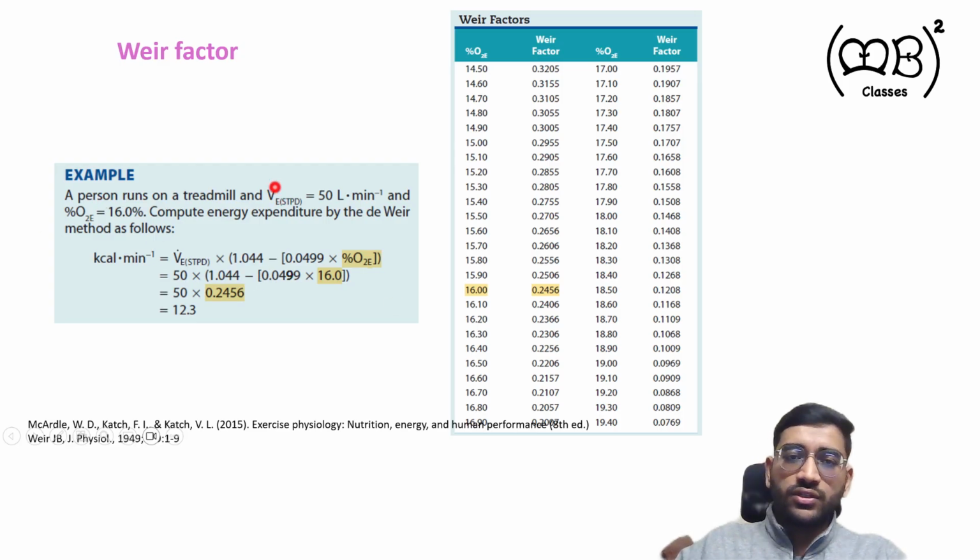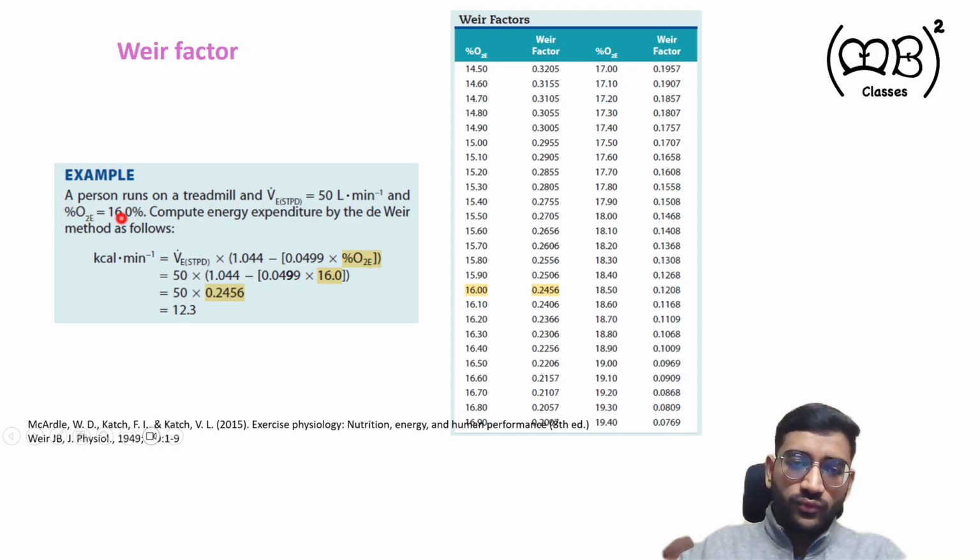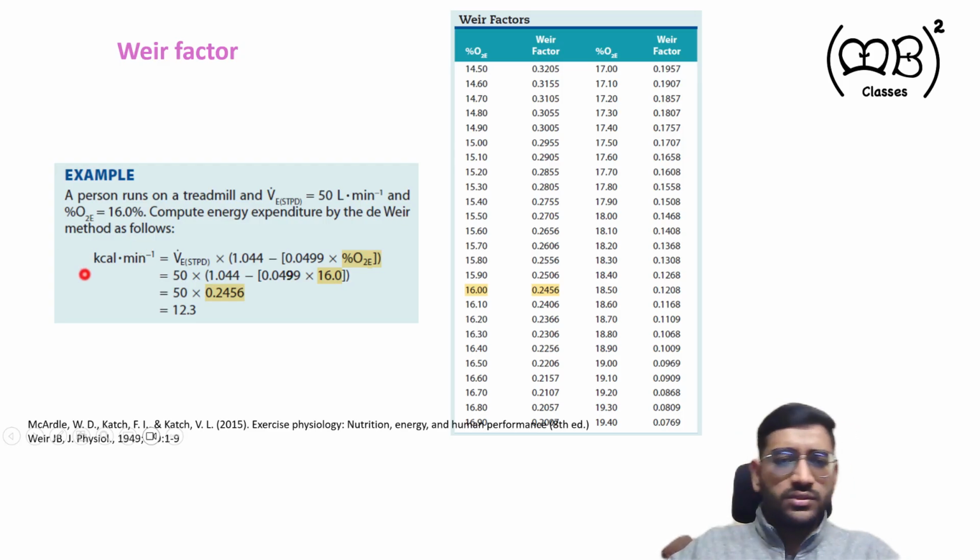For this, there's an example given here. A person runs on a treadmill and the total volume of expired air at STPD conditions is 50 liters per minute, and the percentage of oxygen in the expired air is 16%. So you only need to analyze the expired air to get this. Compute the energy expenditure by the Weir method, or any other method you can use, but this is a simple method. In this, the kilocalories would be the volume, which is 50 liters per minute, times the Weir factor.